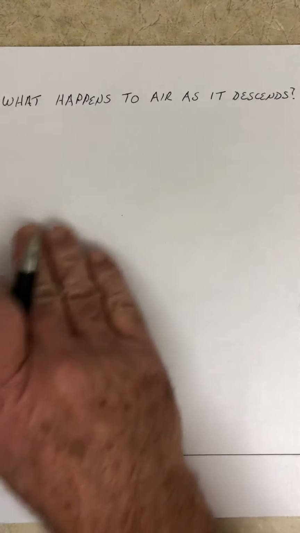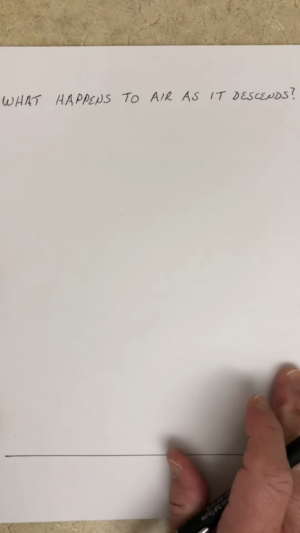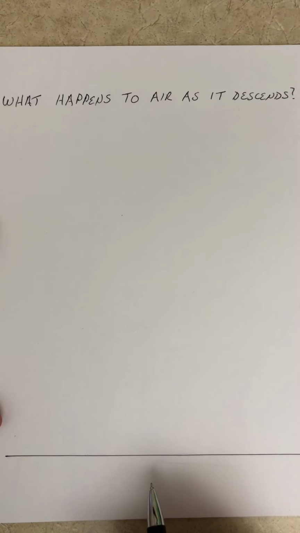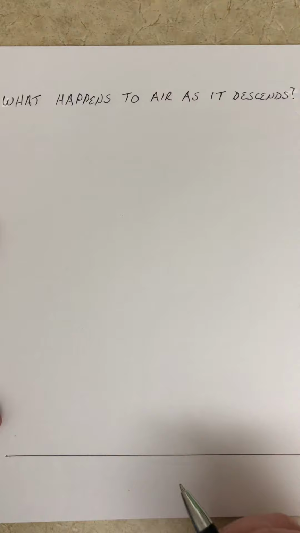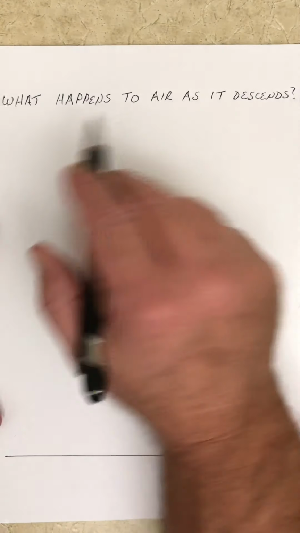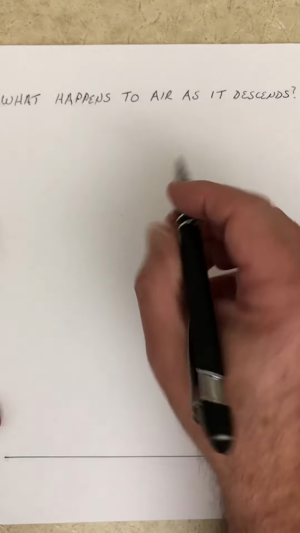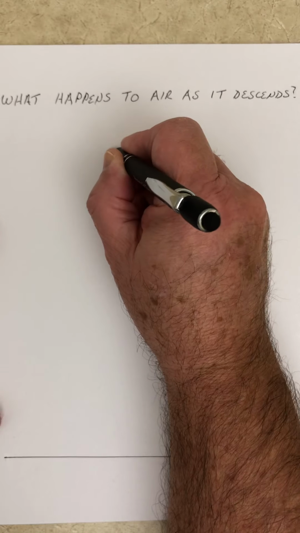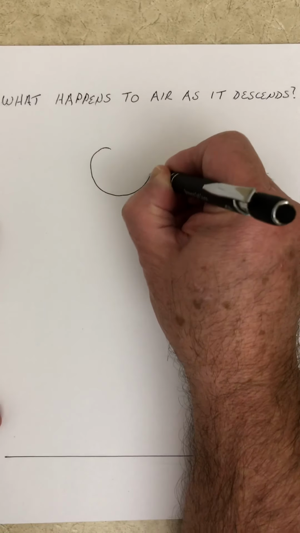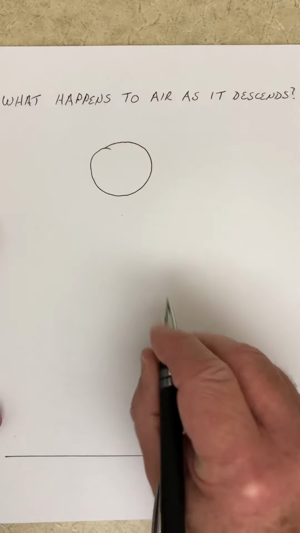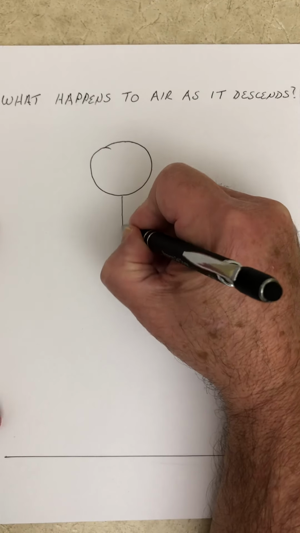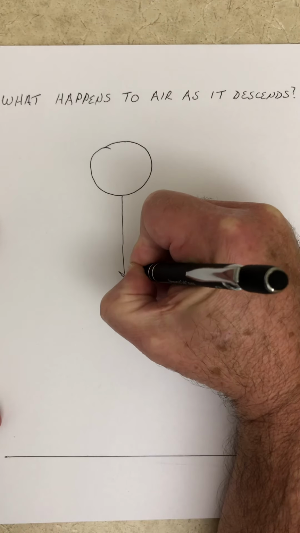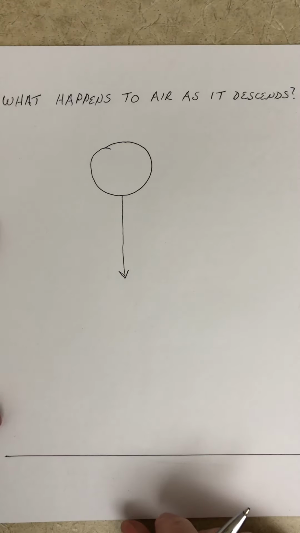Hi class. In the last video we took a look at what happens to a parcel of air as it ascends, but we all know whatever goes up must come down. And so let's take a look at what happens to air as it descends. So let's draw another parcel of air. And we're going to cause this air to descend, come back down towards the Earth's surface.